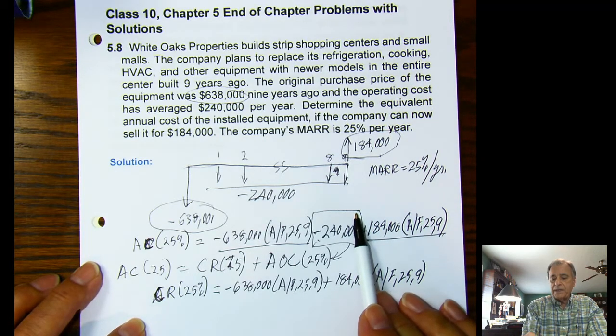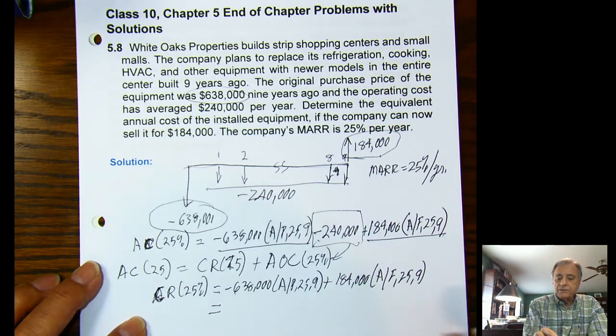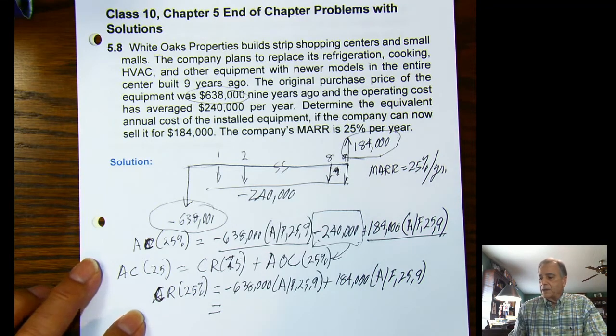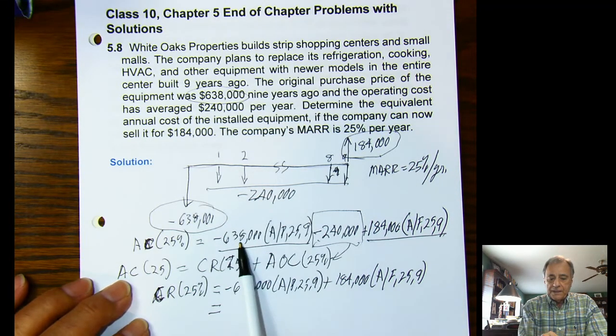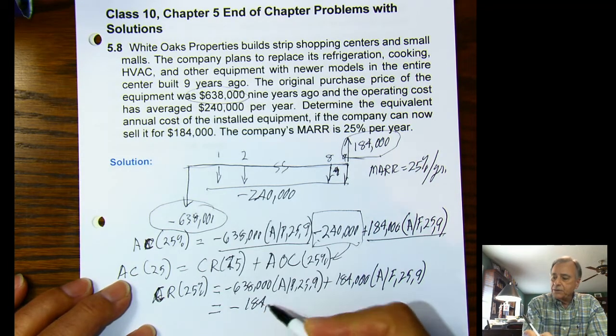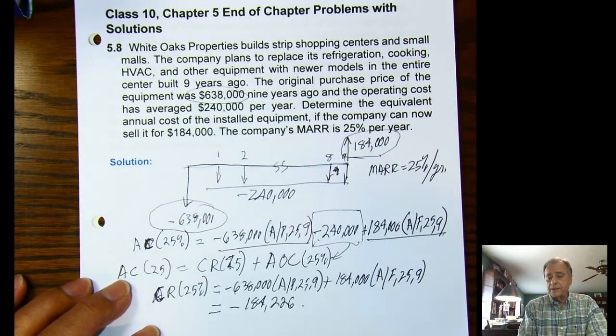This is an operating annual cost. I could have just solved this equation, but I'm going to break it into two parts, get the capital recovery and the operating, so we can keep those two things separate. Well, when I multiply this times this, I can use my app, and if I do, I'm going to get $184,226. That's dollars per year for 9 years.